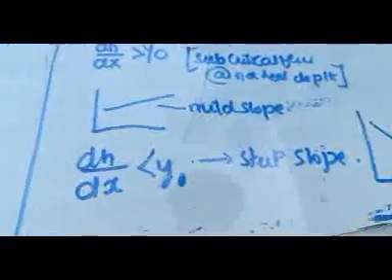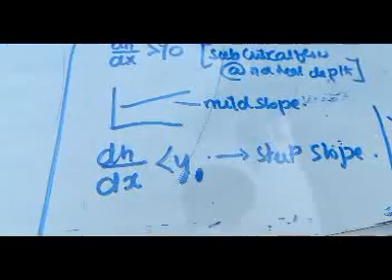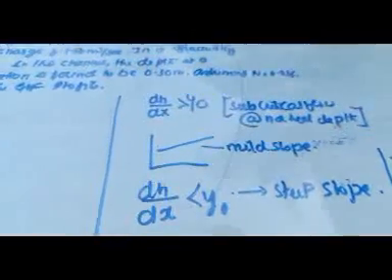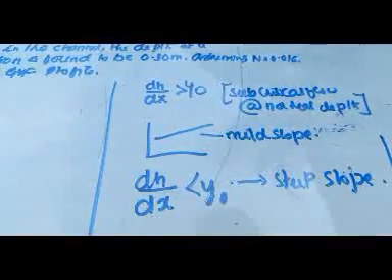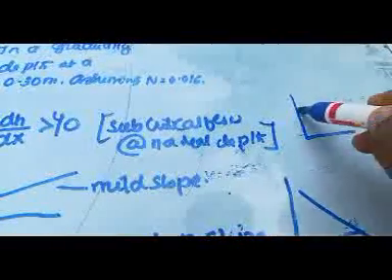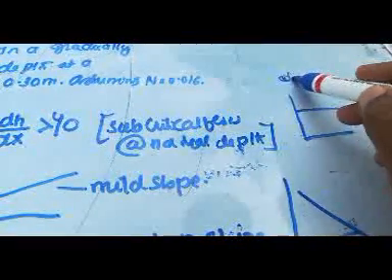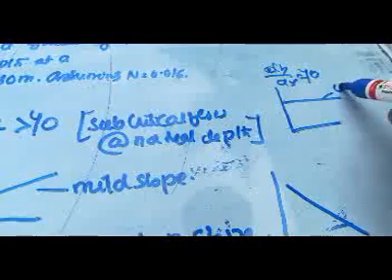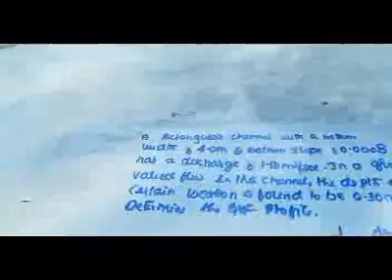This is also different. For a critical slope, y is equal to y0, which is uniform flow, and dh by dx is equal to 0. We call this a critical slope. These are the different backwater profile categories.